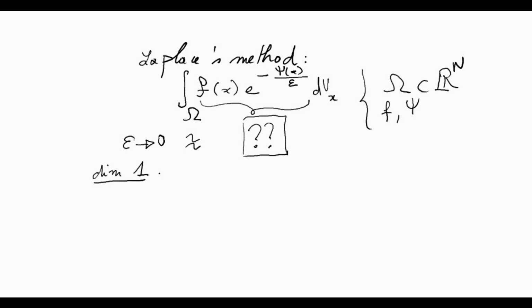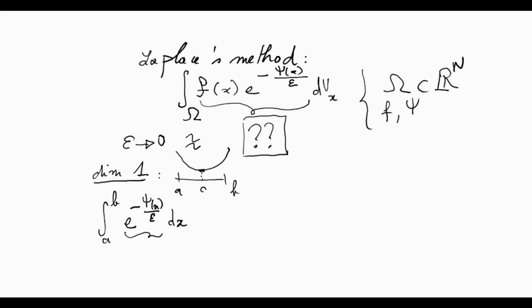So in dimension 1, if we consider in interval AB a function which has a single minimum inside at a point C, then basically the idea of the method is to replace, when we compute exponential of minus psi of x divided by epsilon dx, is to understand that when epsilon goes to 0, what is selected in this process is the point where the function psi achieves its minimum. Let's call it at C.